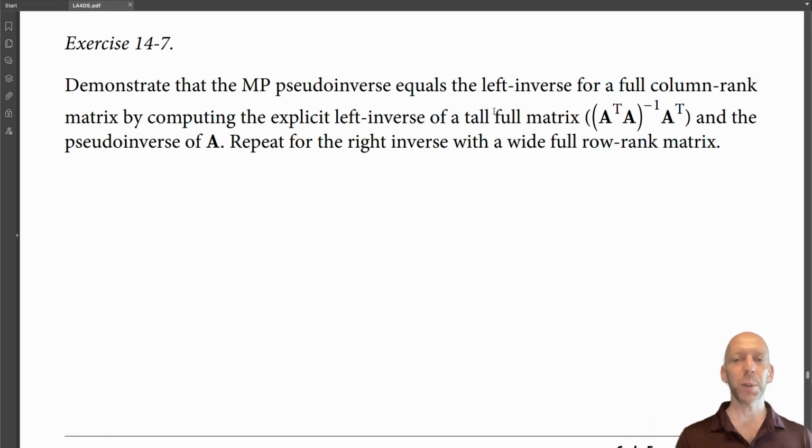And that's because you will need to explicitly invert A transpose A, or A A transpose for a wide matrix. So create a tall matrix and compute its explicit left inverse using this formula, and then compute the pseudo-inverse of that tall matrix. And then you want to see that these two matrices are the same, of course, to within some reasonable degree of precision. And then repeat that for a wide full row rank matrix.